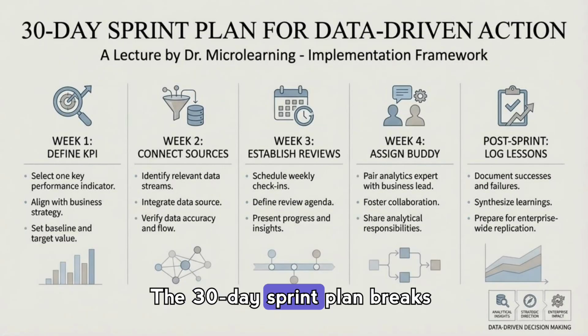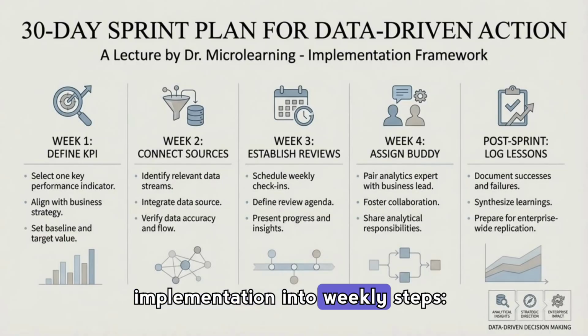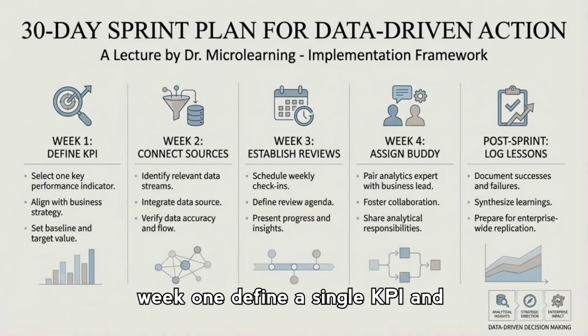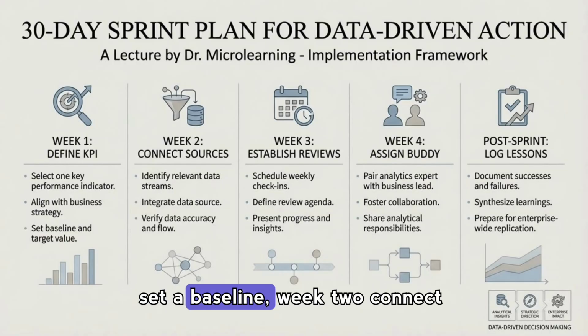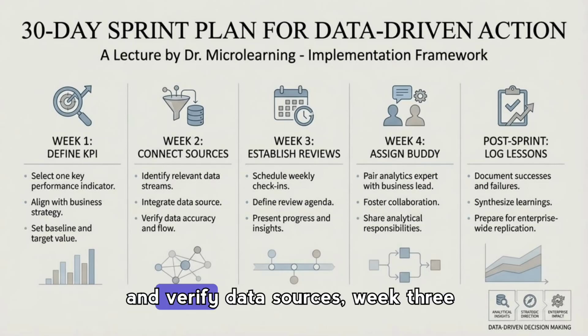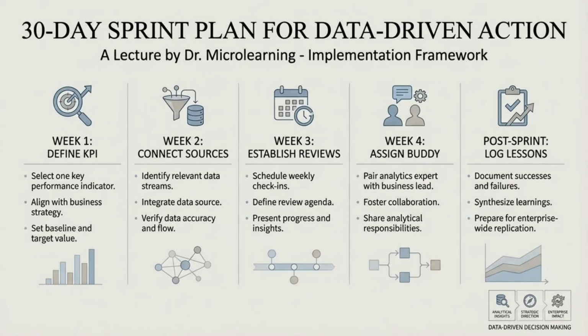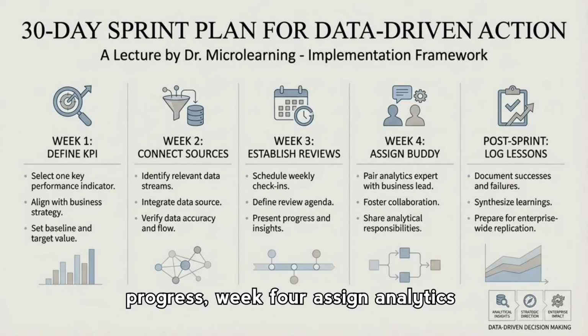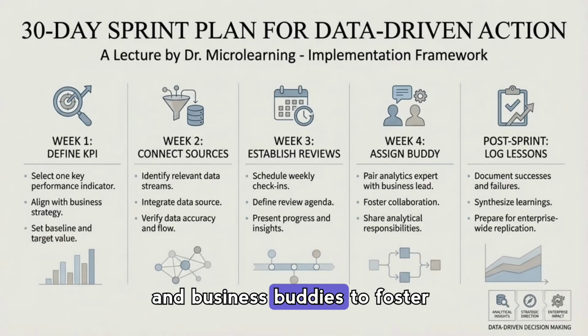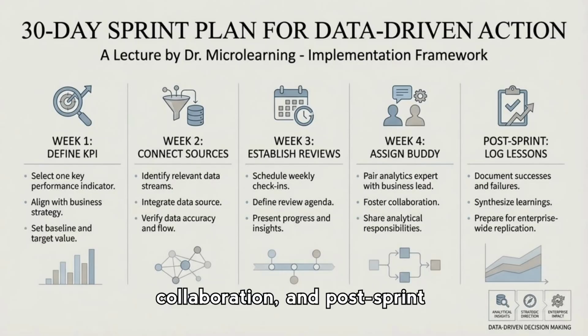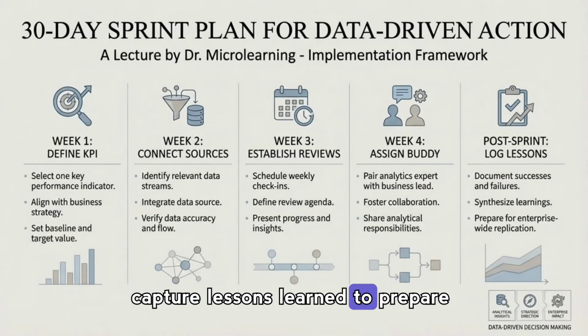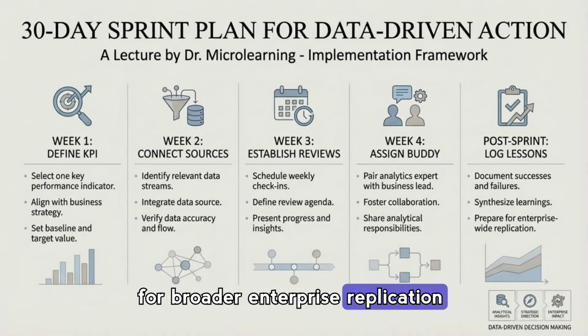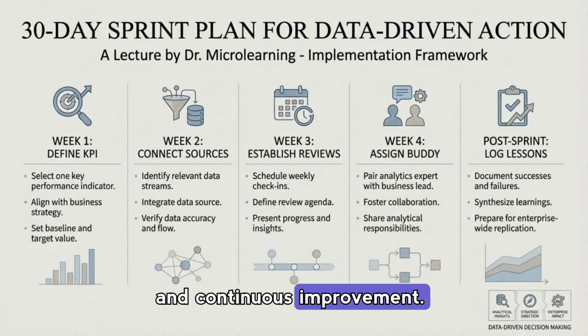The 30-day sprint plan breaks implementation into weekly steps. Week 1, define a single KPI and set a baseline. Week 2, connect and verify data sources. Week 3, establish regular reviews to track progress. Week 4, assign analytics and business buddies to foster collaboration. And post-sprint, capture lessons learned to prepare for broader enterprise replication and continuous improvement.